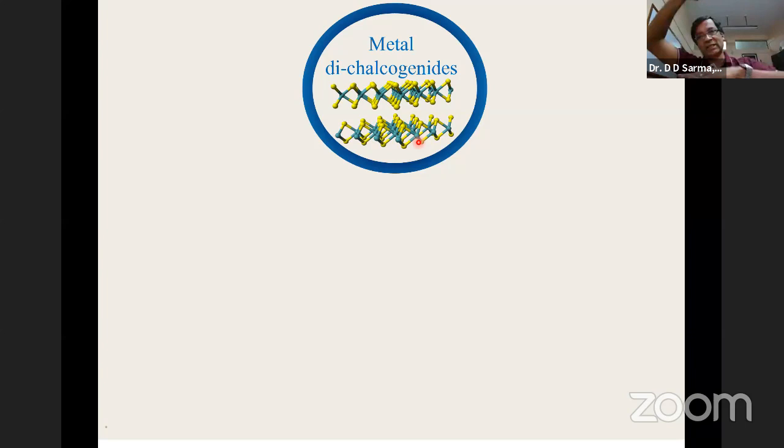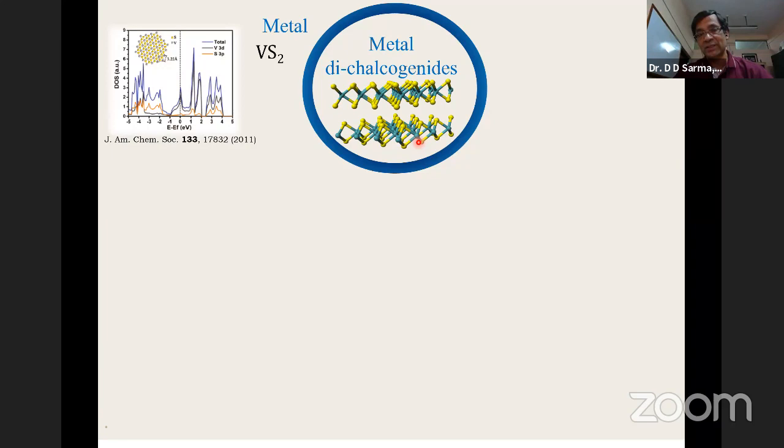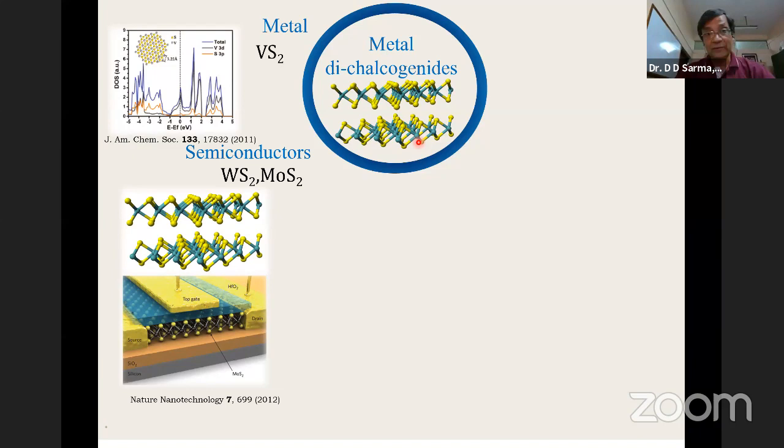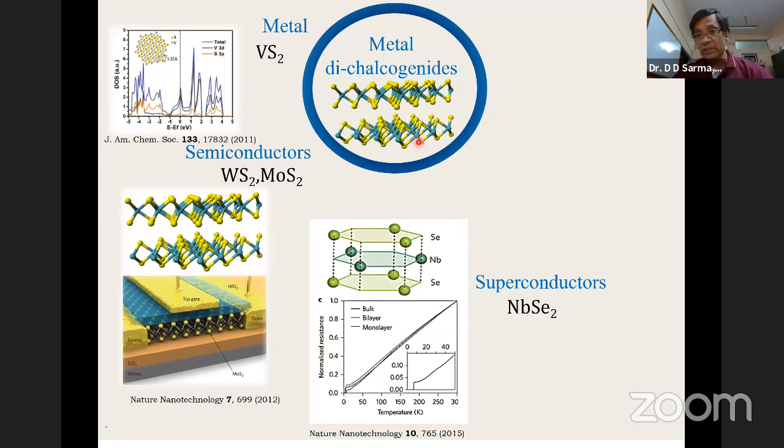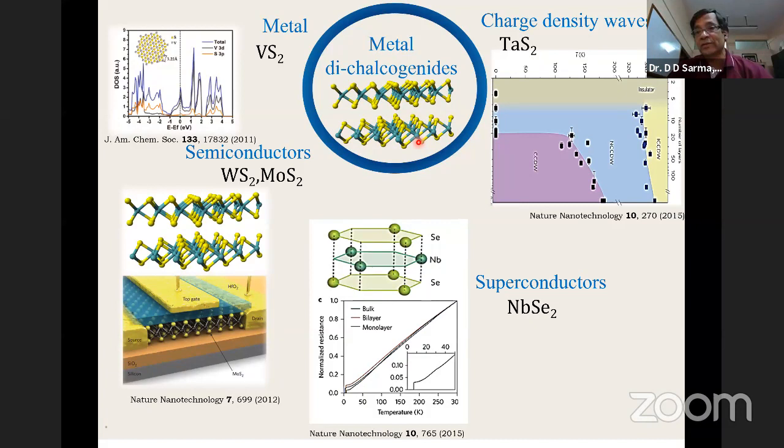Now, metal dichalcogenide is also a very wide spectrum of compounds with very wide forms of properties that it exhibits. If you think of vanadium disulfide, so the metal you have chosen to be vanadium and chalcogen to be sulfur, it's a metal. You can have semiconductors like tungsten disulfide, molybdenum disulfide. You can have superconductors like NbSe2. You can have even more exciting things like charge density waves, tantalum disulfide. So there's a whole zoo of properties that you can get out of a single family of metal dichalcogenides.